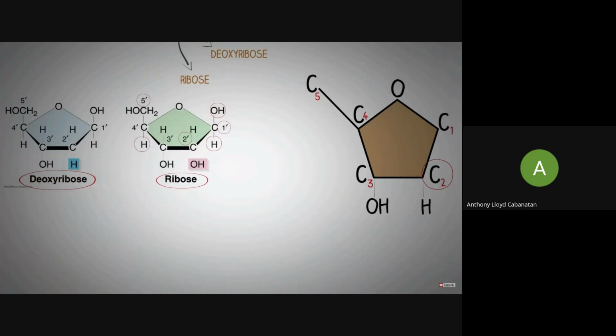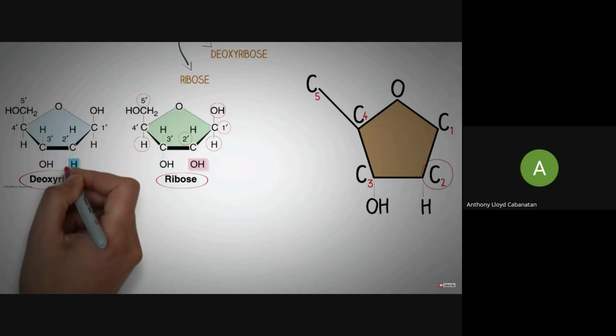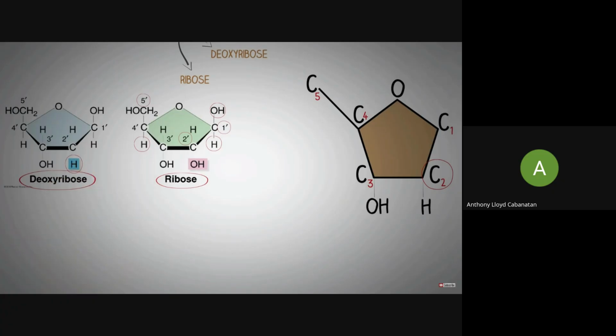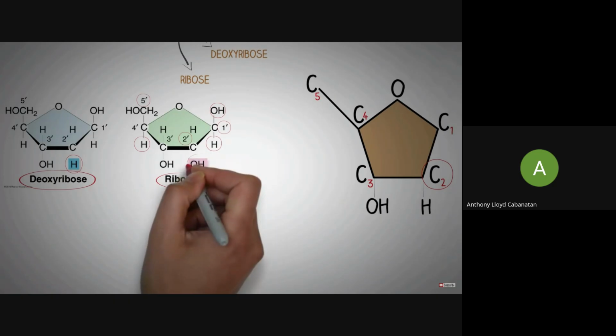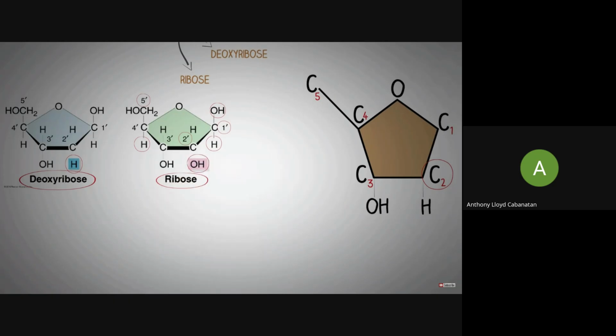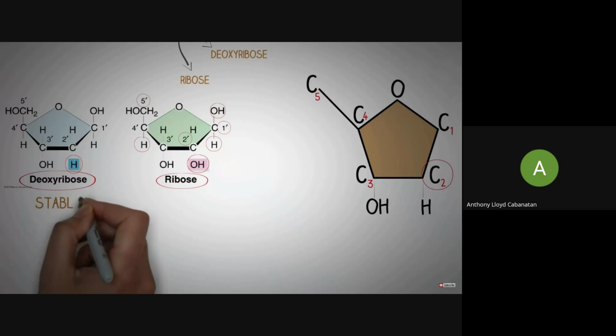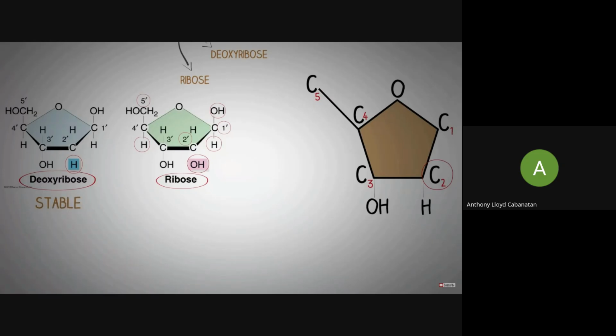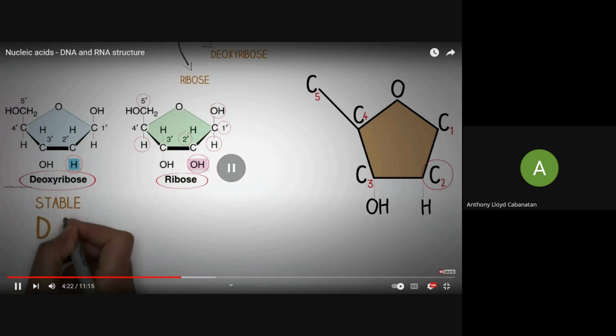Here you can see the carbon number 2 in deoxyribose contains only a hydrogen atom, whereas in ribose the carbon number 2 contains a hydroxyl group. You can also tell this by the difference in their names, that the deoxyribose has a prefix called as deoxy, which means removal of oxygen. The resultant sugar, the deoxyribose, is more stable as compared to ribose because of one less functional group. The deoxyribose is present in DNA and ribose.